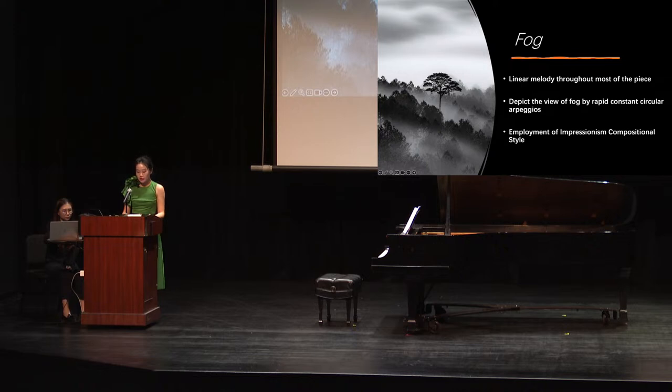The first movement of Five Paintings in Light Color is dominated by linear melody throughout most of the piece. Gong Xiaoting depicts the image of endless fog by rapid, constant circular arpeggios. Due to her studying experience in France, Gong Xiaoting admires Debussy's compositional style. Thus, some traces of Debussy's influence can be found in this movement.